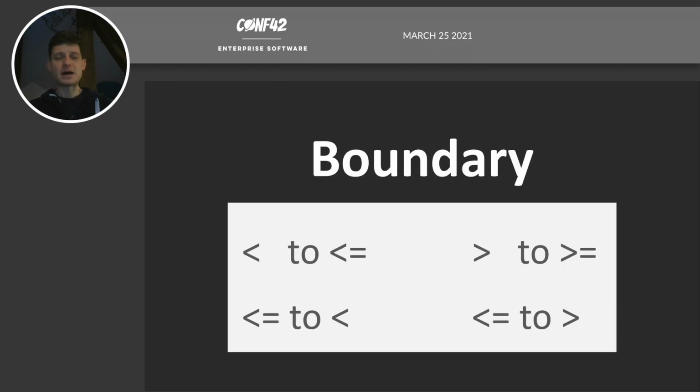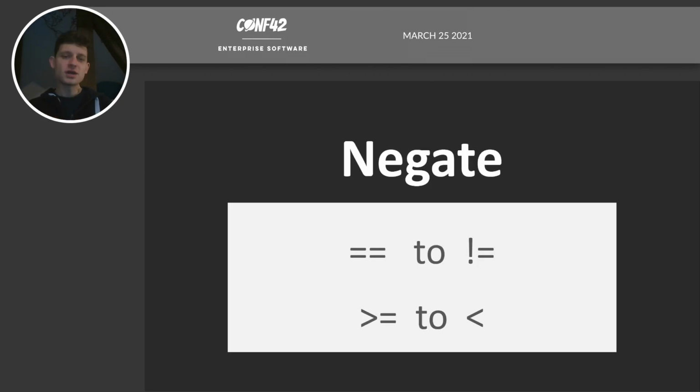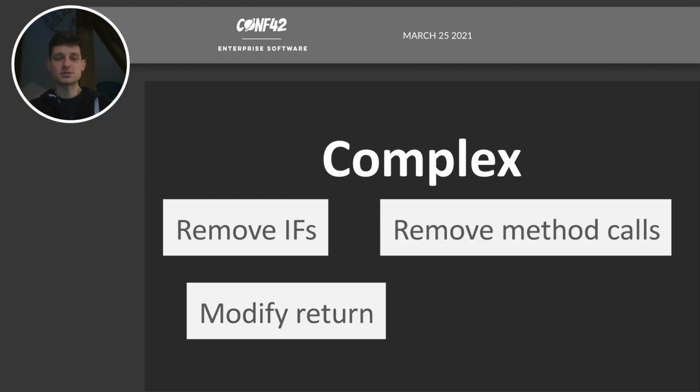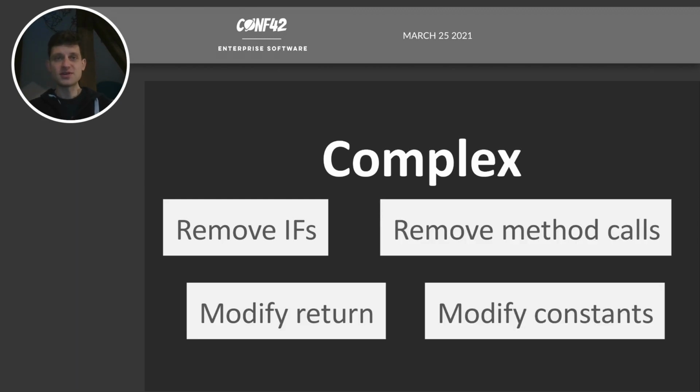Second, we change the boundaries. So we had a less than b, and we change it to less than or equal to b. We can also negate the statements. And we have some more complex mutation operations like remove if statements, remove method calls, modify return statements, modify some constants. And there are even more.